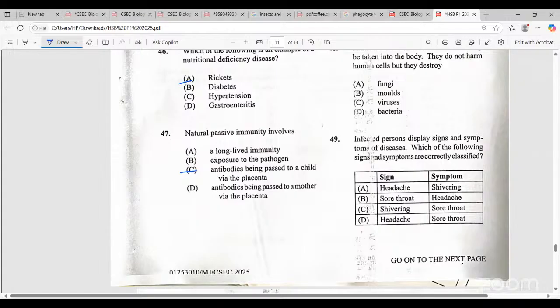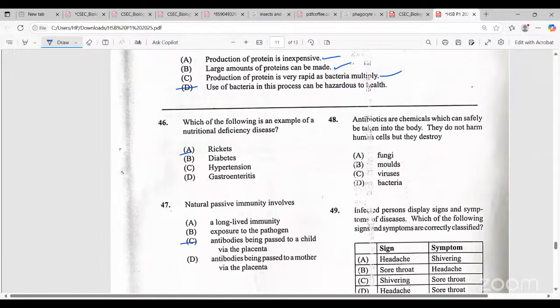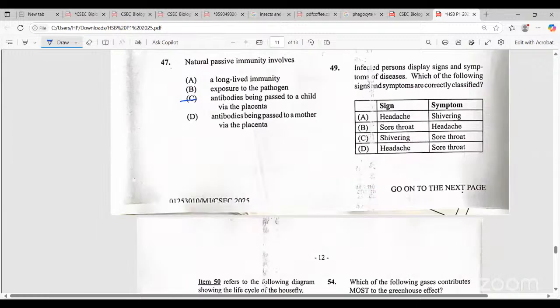So C. 48, antibodies are chemicals which can safely be taken into the body. They do not harm human cells, but they destroy bacteria. 49, an infected person displays signs and symptoms. Which of the following signs and symptoms are correctly classified? So a sign is something you can see, a symptom is something you can't really see. So you can see the shivering, can't really see a sore throat.